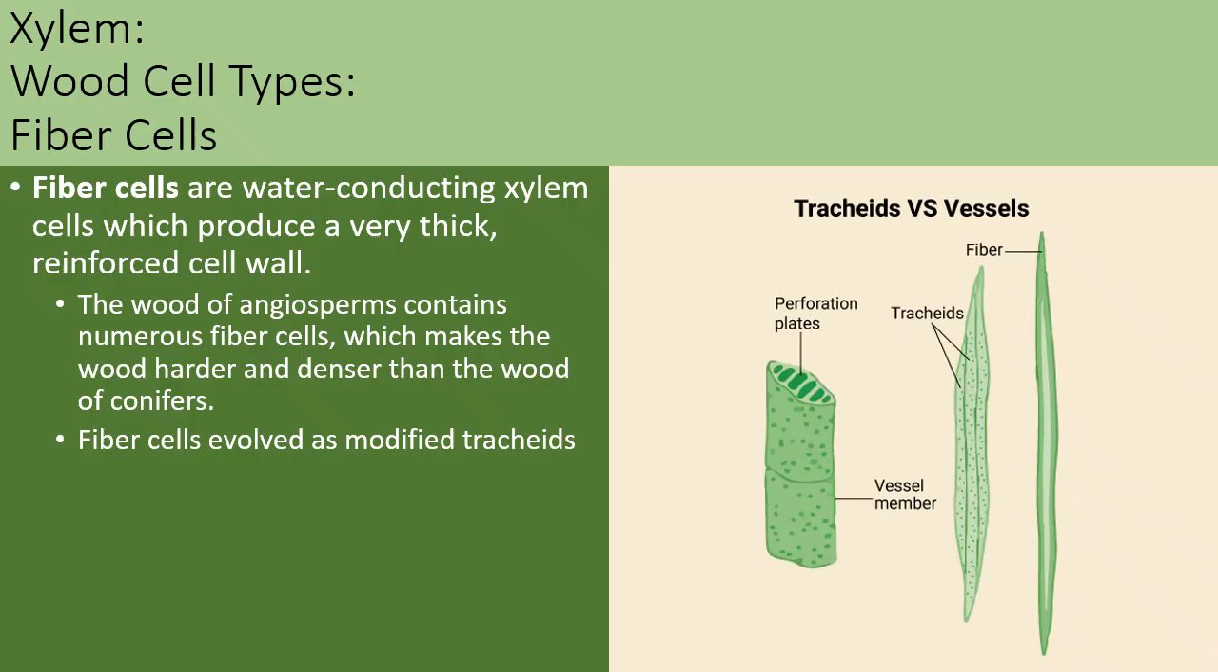Both the vessel elements and fibers evolved from basically specialized tracheids. Tracheids being the oldest type of vascular xylem tissue, and the vessel elements and the fibers being derived forms of tracheids.